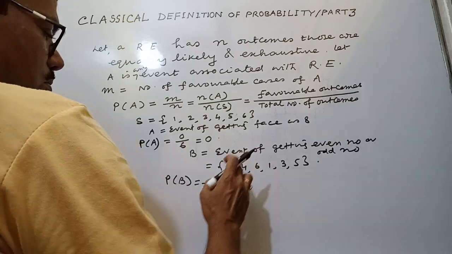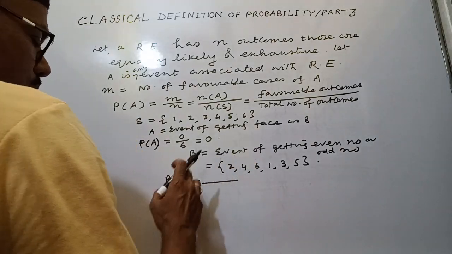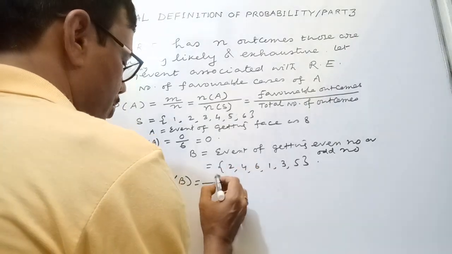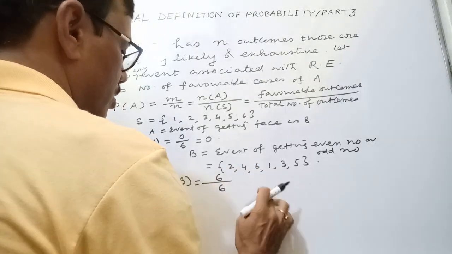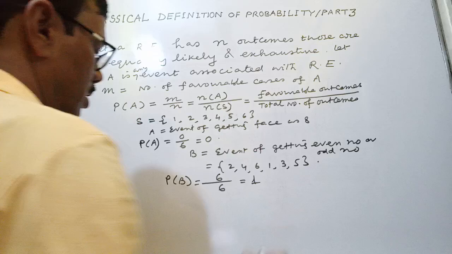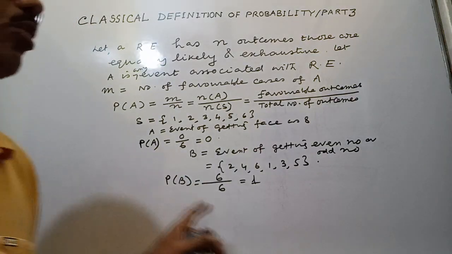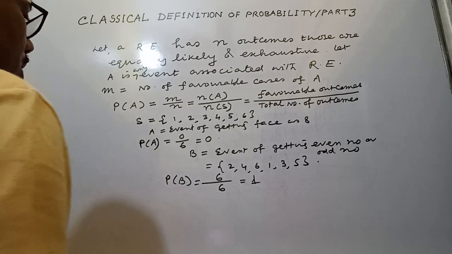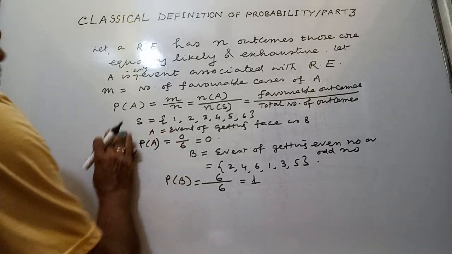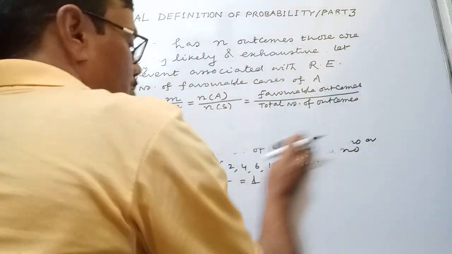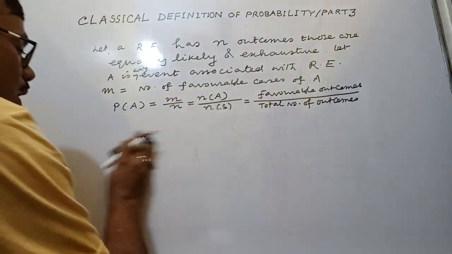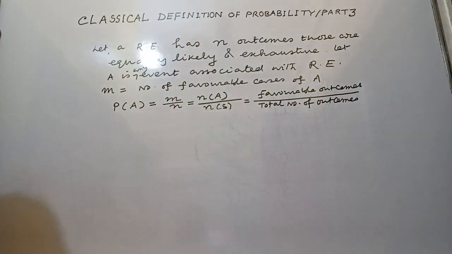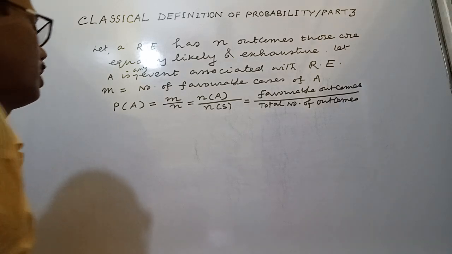Number of outcomes, number of elements of B. So 1, 2, 3, 4, 5, 6 and total 6. So this is 1. So here B is called a sure event. So this is to be noted. Probability lies between 0 to 1. It cannot be greater than 1. So this is to be noted.